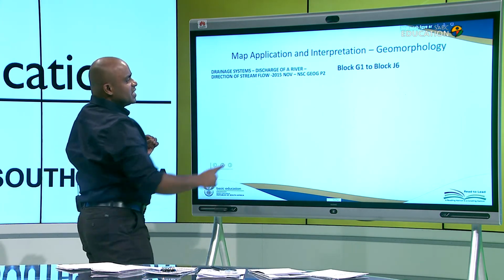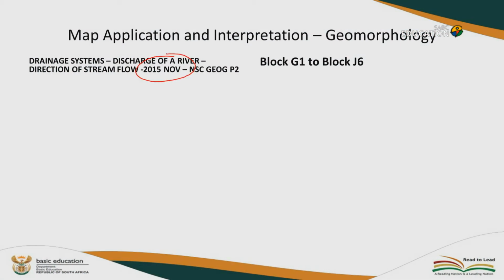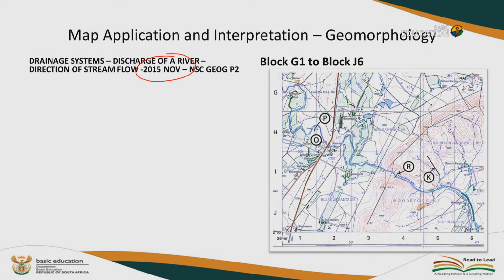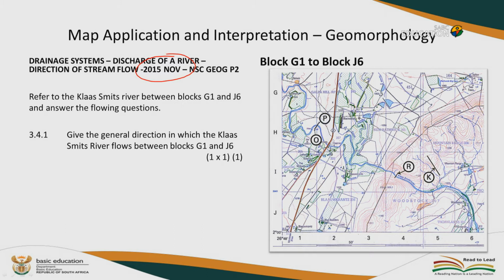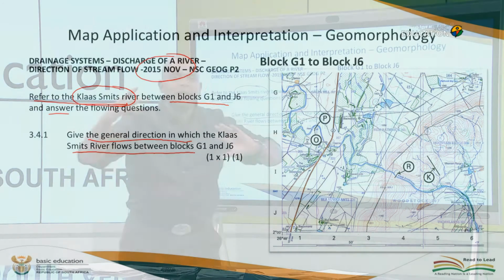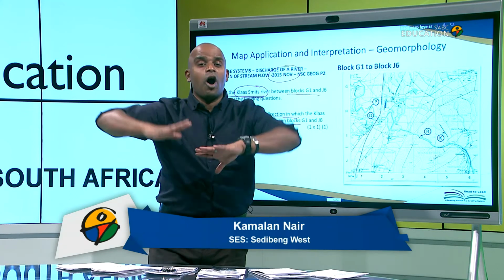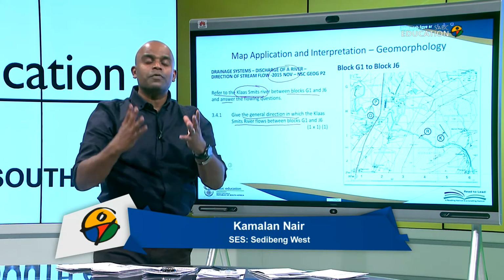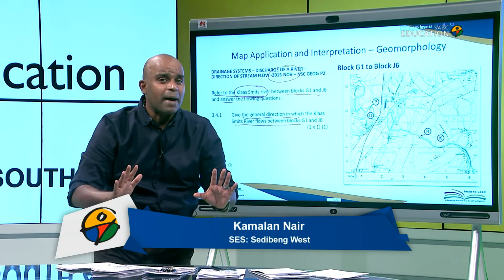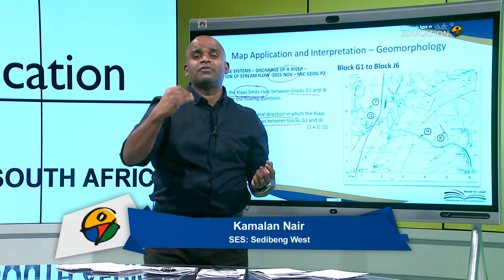In 2015, note the following. There's your map of Queenstown, and in this example, the Claas Smits River between blocks G1 and J6: give the general direction in which the Claas Smits River flows. Notice how the similar concept is being examined on different maps. And whatever topographical map you've been given, you've got to be able to analyze it in terms of direction of flow.